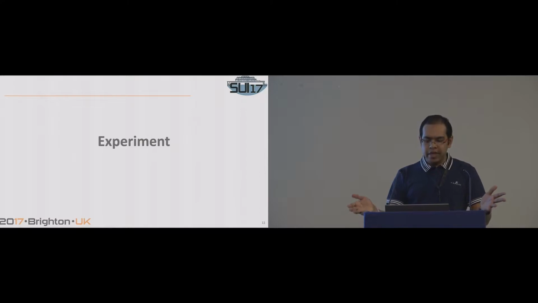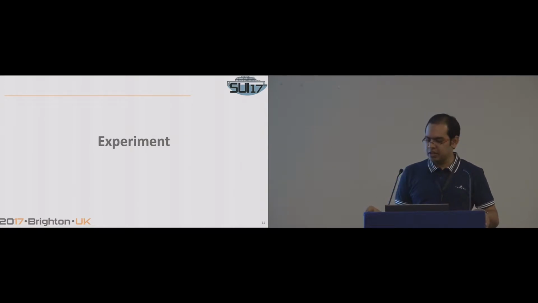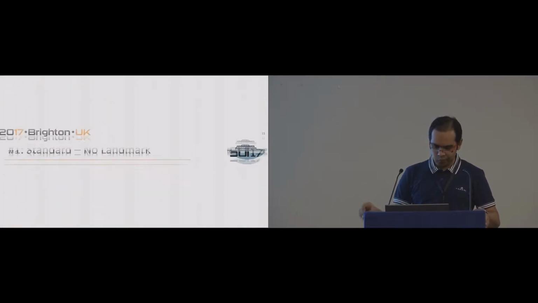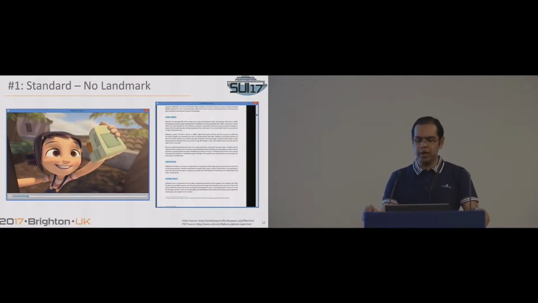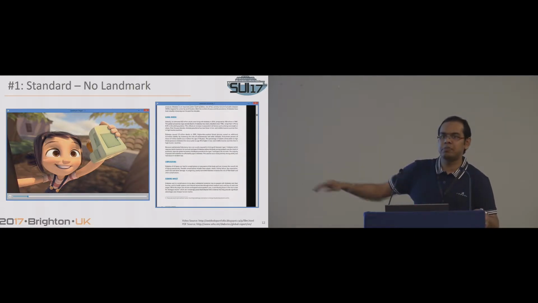To test the effects of these landmarks on revisitation performance, we conducted a study where we compared these interfaces. In our experiment, there were three types of interface. First, the standard interface. This is what the standard interfaces look like. These unadorned one-dimensional controller-based media players and PDF viewers provided the baseline condition of our experiment. As you can see, there was nothing in the controller part.